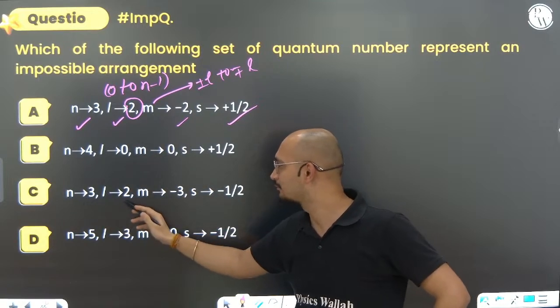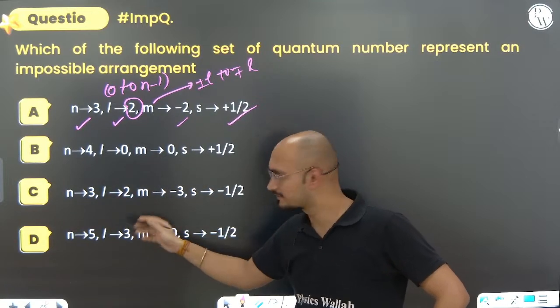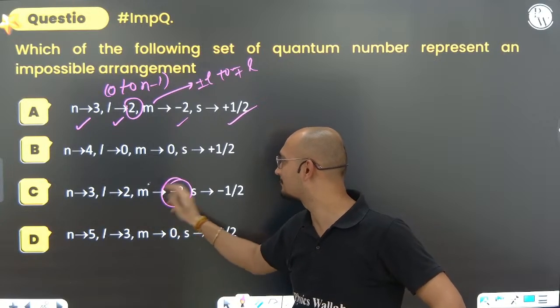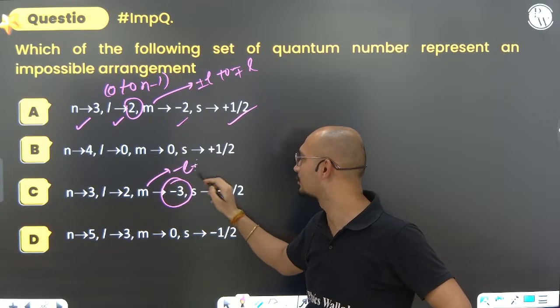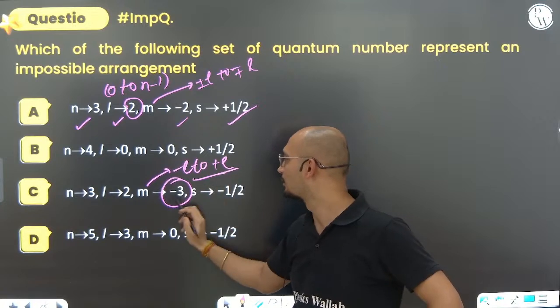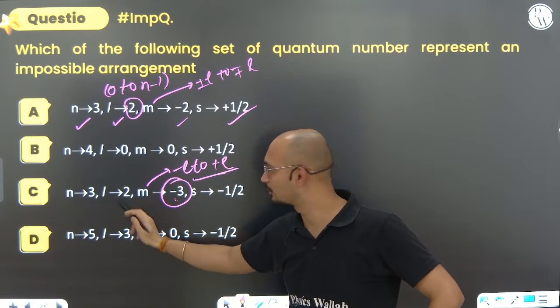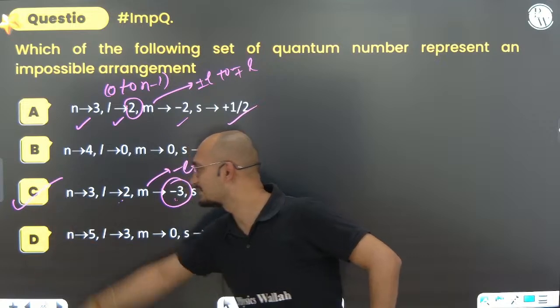N equals 3, L equals 2, less than N, for sure it is correct. M equals -3. No, M can only be from minus L to plus L. So -3 is not possible because L is 2. So of course C is the correct option.